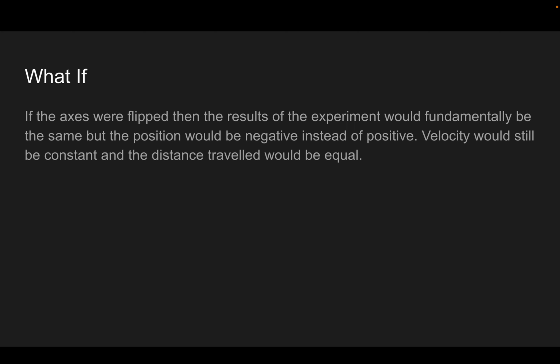And then if the axes were flipped, the results of the experiment would be fundamentally the same, but position would be negative instead of positive. Velocity would still be constant, and the distance traveled would be equal. Velocity would also be negative instead of positive, but everything would just be reflected across the x-axis, but would be the same. But something like distance is going to be the exact same since it's a scalar.